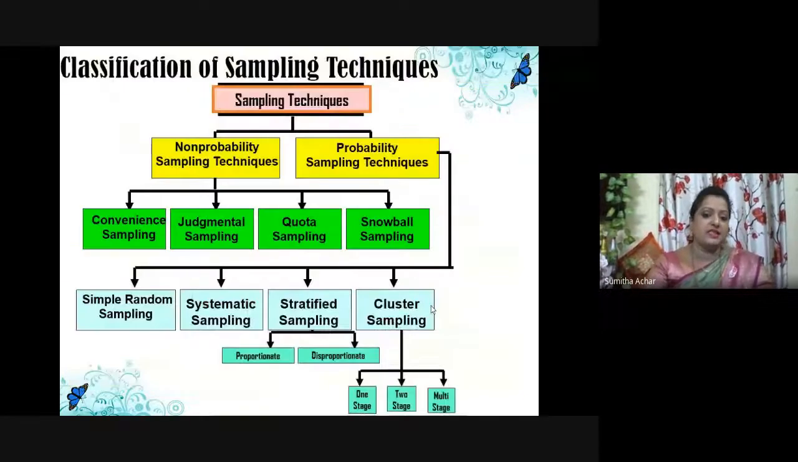Now, having said this, you can take a screenshot of this, and it's available on the internet as well. There are 4 basic techniques under non-probability and 4 basic techniques under probability. Now, I'm sure many of you have a confusion. When do we go for probability? When do we go for non-probability? Keep in your mind a simple understanding.